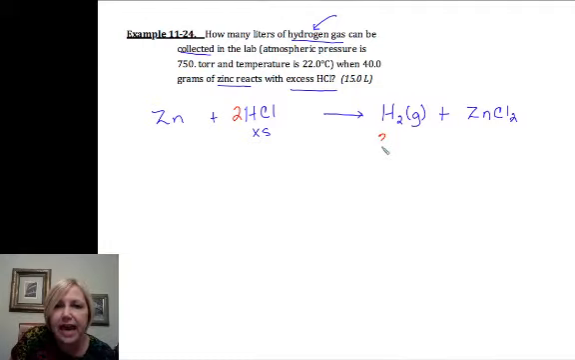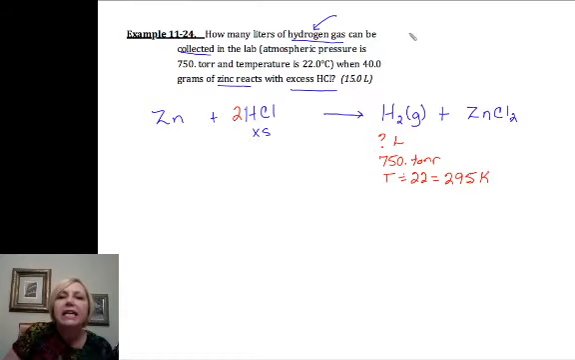It asks us how many liters. It gives me a pressure of 750 torr. And then we have a temperature of 22 degrees Celsius. And you know by now we want to immediately convert that to Kelvin. And that's 295 Kelvin.